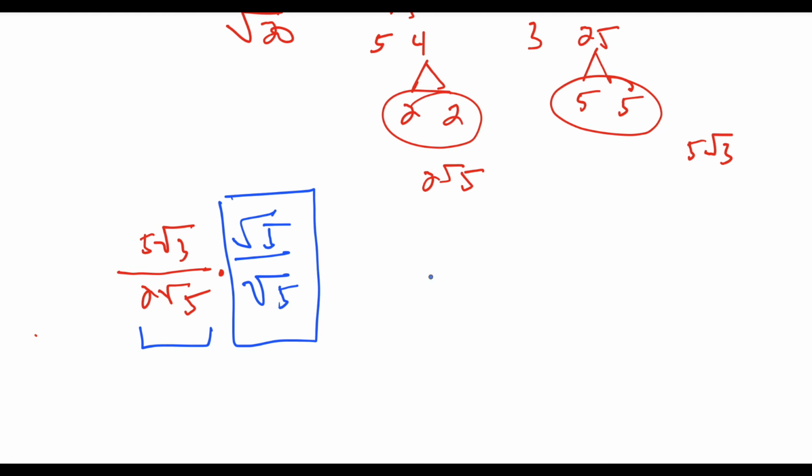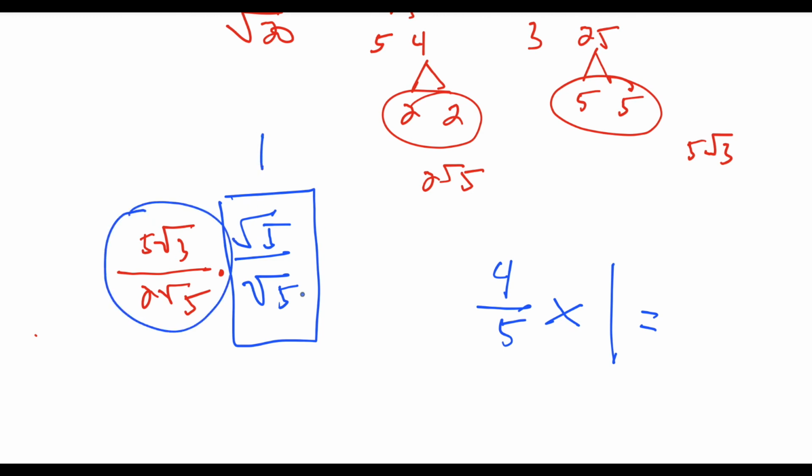No. Like, if you do 4/5, and you go times 1, what is that going to become? 4/5. Are you changing the 4/5? No. So this whole thing right here is still 1. So you're not changing this. You're just kind of rewriting it. Okay. All right.